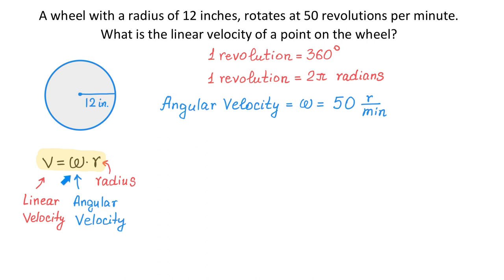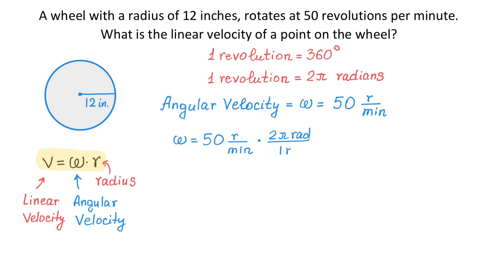Now, to be able to use this formula, we need to convert the angular velocity from revolutions per minute to radians per minute. So, omega equals 50 revolutions per minute. And now, to convert it to radians, we will multiply it by 2 pi radians over 1 revolution. And because 1 revolution is the same as 2 pi radians, when we divide 2 pi radians by 1 revolution, this fraction is equal to 1.